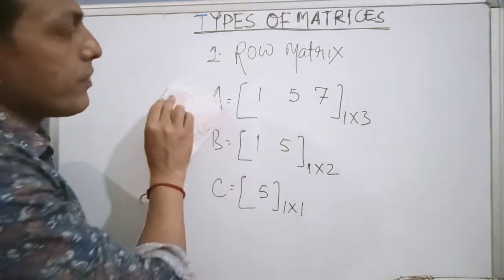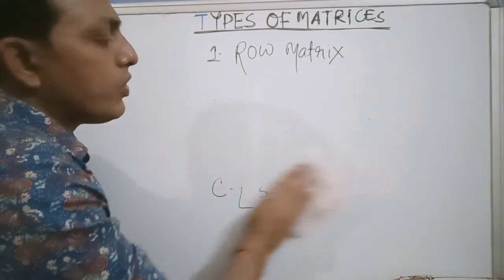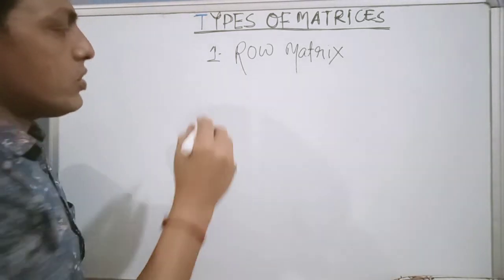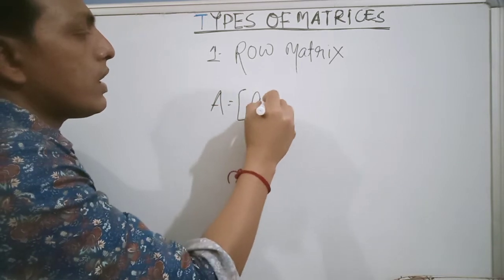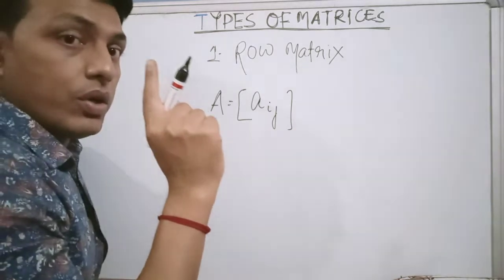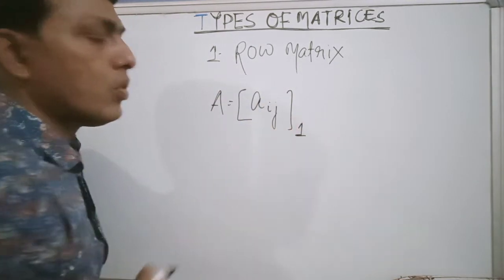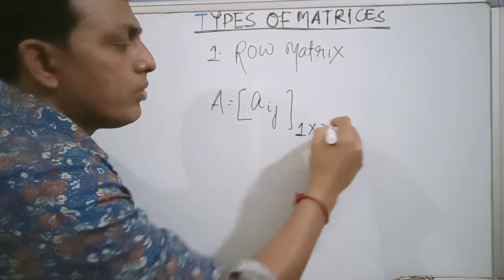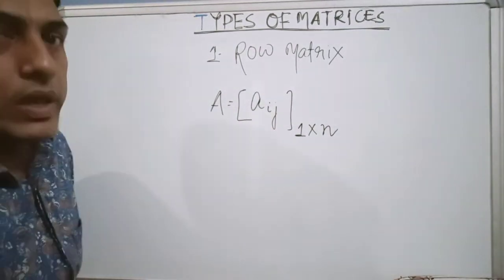Correct? So if a matrix has only 1 row, it is called row matrix. See the definition. A ij, only 1 row. There is no limitation for column. So this matrix is called row matrix.